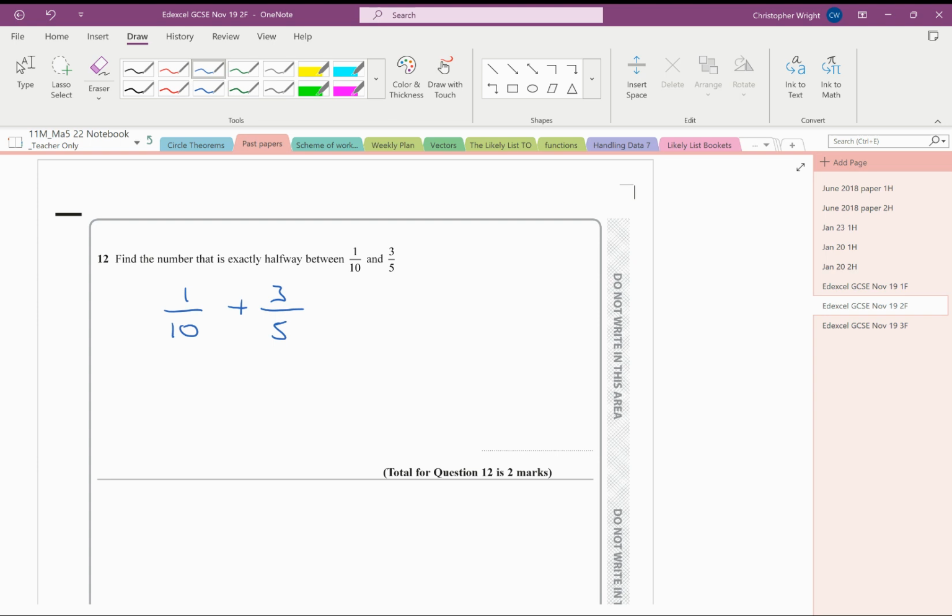And I get the answer 7/20. Now, as an alternative, if you did it using decimals perhaps, you might have got the answer 0.35, and that would be fine as well.